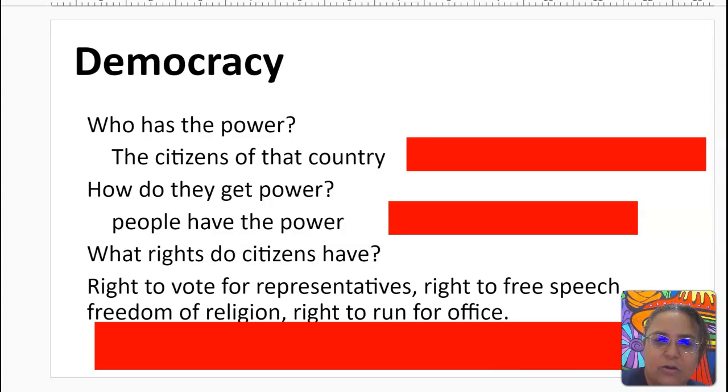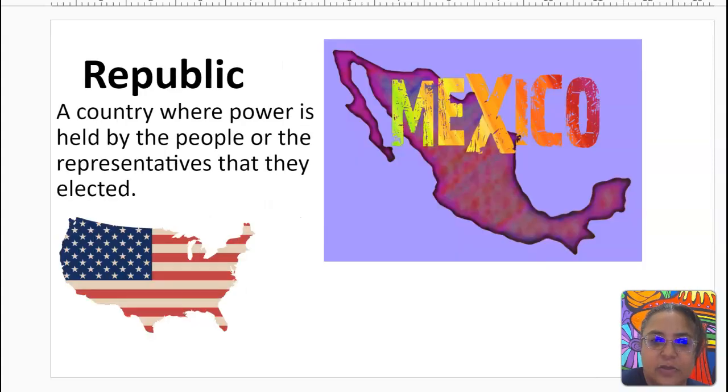How did they get the power? The people have the power. The people in the United States were born here. So as a citizen, you have rights. When you become a citizen, you also get rights. What rights do citizens have? They have the right to vote for representatives, right to free speech, freedom of religion, right to run for office.